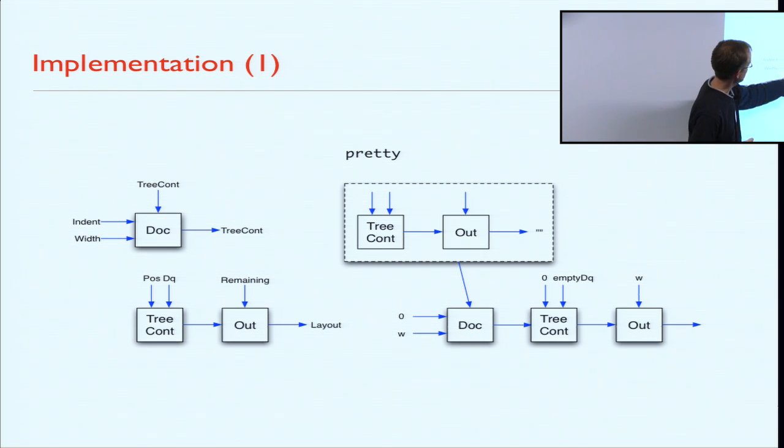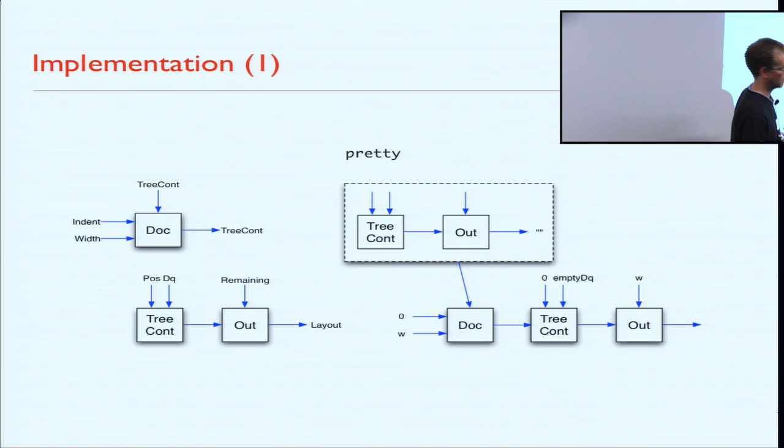But the basic idea is that a document is actually a function that takes the indentation that we're currently working with and the width, and it's a continuation transformer, if you like. You can think of the continuation as what should happen next, and this is saying that this document has an effect on that by producing this other continuation. And if we drill into what a continuation is, there's this complicated structure of the position we're currently up to, and a doubly ended queue to remember some stuff about the groups that we've seen, but we haven't quite decided what to do with them yet. That's the bit I'm not going to explain because it gets complicated.